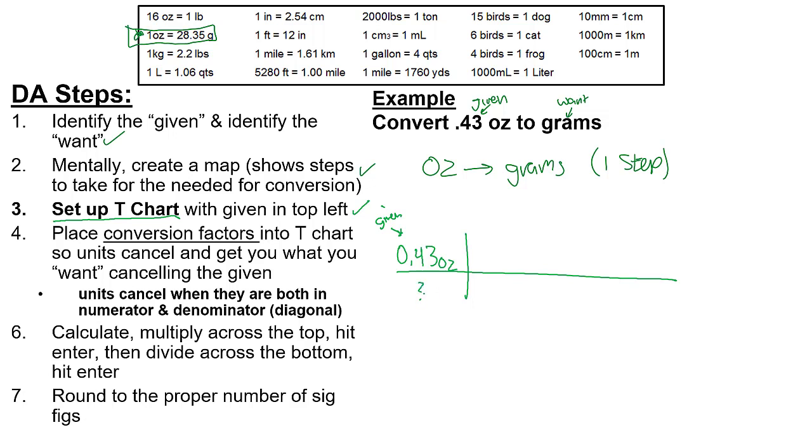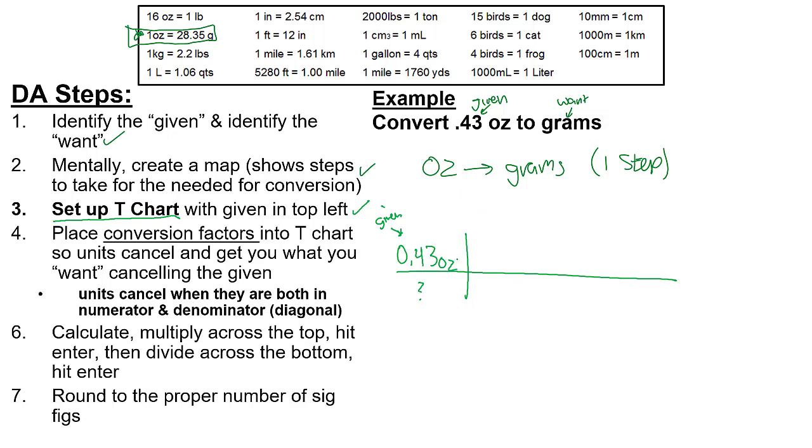This window is going to have something in it soon enough. But for these simple dimensional analysis problems where there's only one given, we're always going to put it top left. Now what we have to do is put our conversion factors into the T-chart. We already identified the fact that 1 ounce is equal to 28.35 grams. That is going to be the conversion factor we're going to use.